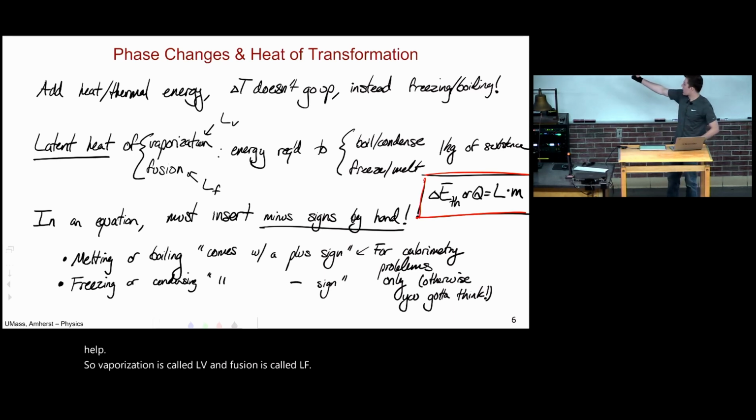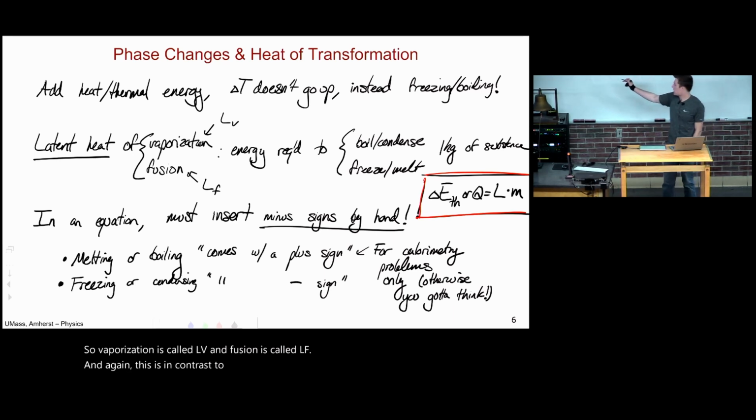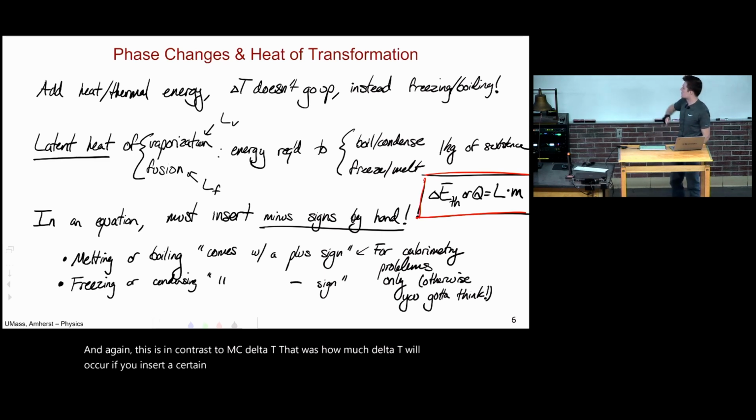And again, this is in contrast to MC delta T. That was how much delta T will occur if you insert a certain amount of delta E. Here it's how much mass will undergo a transition.